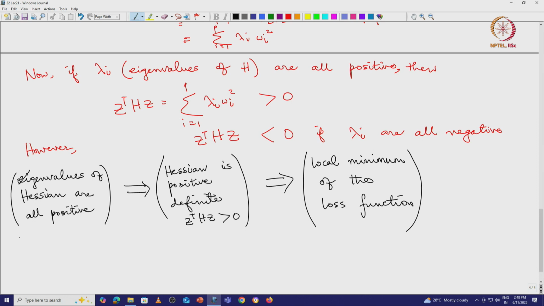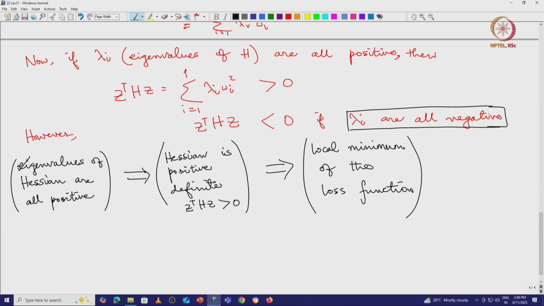Okay. And instead, if the lambda i were all negative, it will be a local maximum, because Z transpose H Z would be less than 0. So, in any direction you move, you are going to encounter a lower value of the function, and therefore, you will be at a local maximum.